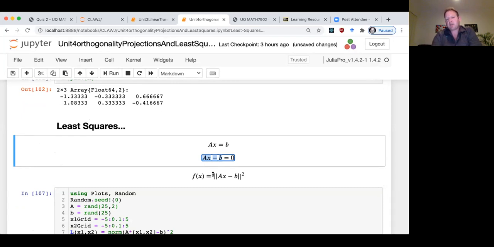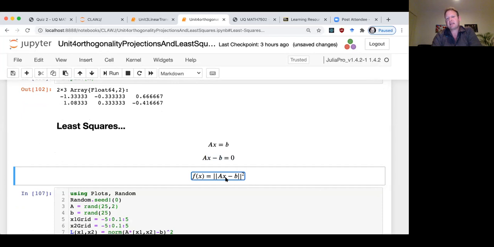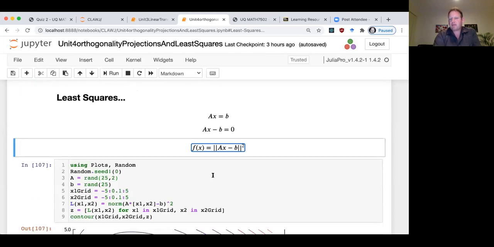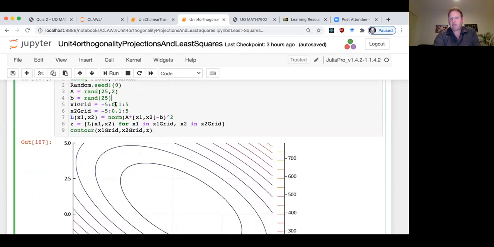Well, let's minimize the norm. Let's find the x that minimizes the norm, or let's think of the norm squared. If we minimize the norm, it's just like minimizing the norm squared. So then we have a minimization problem in x. You see? We have a minimization problem in x. A is fixed, B is fixed, you want to minimize over x. So you can even do this and plot.